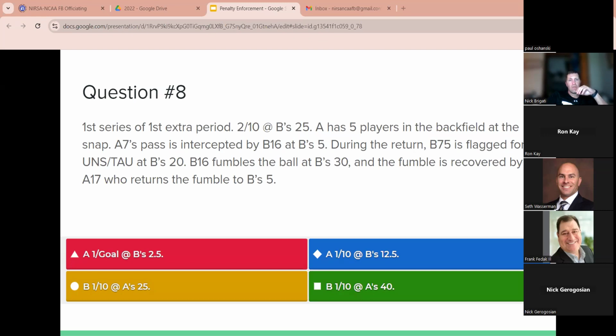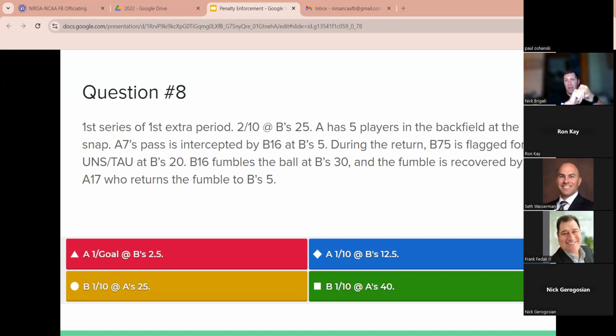Colonel Mustard. So who's going to have the ball? A will have the ball. No, they're not going to have it. Okay, so let's break this one down, right? Does B get the ball with clean hands? The answer to that question is yes. You'd agree with that, right? Yep, green. So we got to go green. B's ball at the 40. So why is it green?